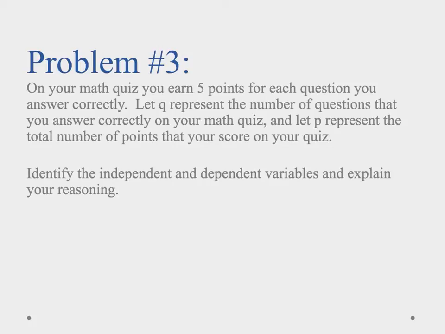Problem 3 says on your math quiz, you earn 5 points for each question that you answer correctly. Let Q represent the number of questions that you answer correctly, and let P represent the total number of points that you score. Which is independent and which is dependent? Pause the video and I want you to determine what is independent, what is dependent, and then give me a sentence to explain your thinking.